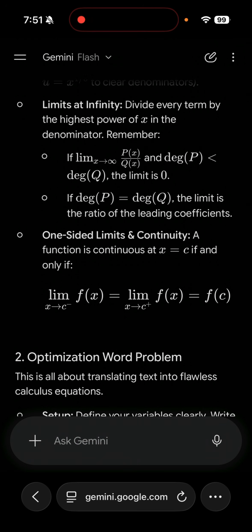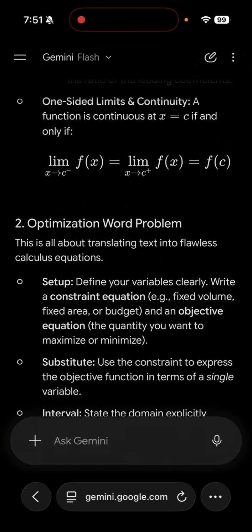One-sided limits and continuity. A function is continuous at x equals c if and only if the limit of f(x) as x approaches c from the negative side equals the limit of f(x) as x approaches c from the positive side equals f(c).